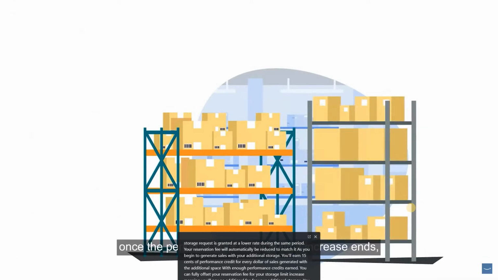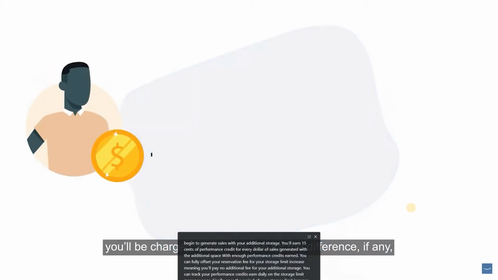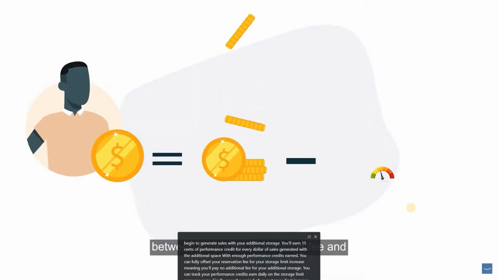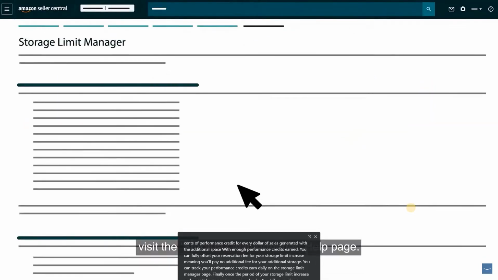Finally, once the period of your storage limit increase ends, you'll be charged a one-time fee for the difference, if any, between your total reservation fee and performance credits earned. For more information, visit the Storage Limit Manager help page.